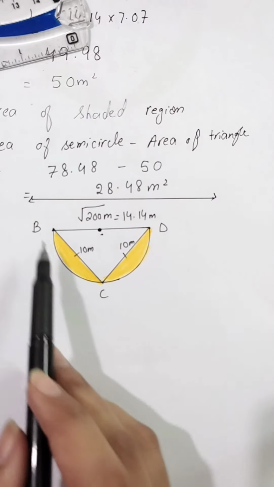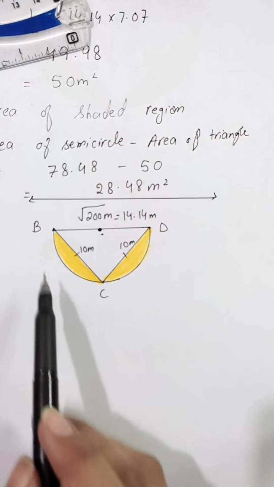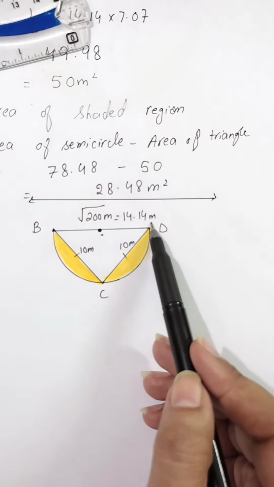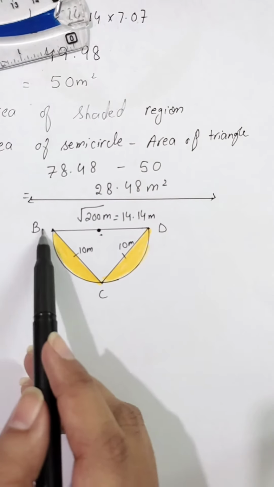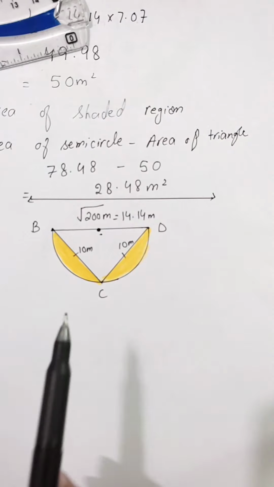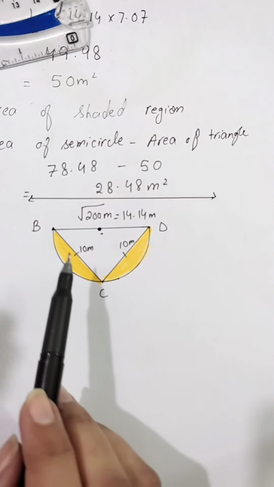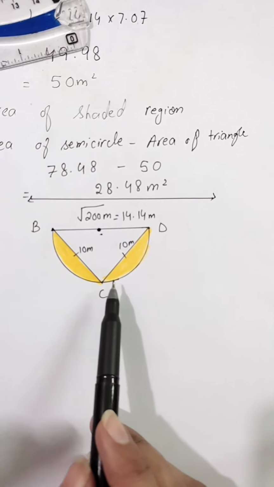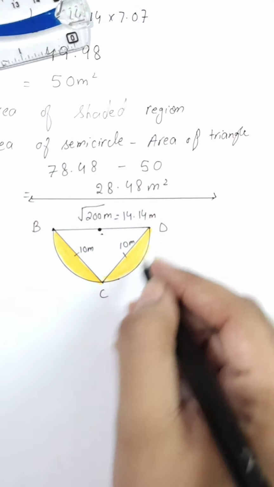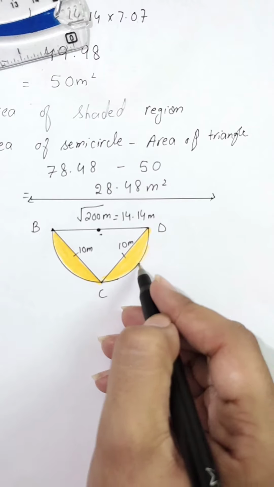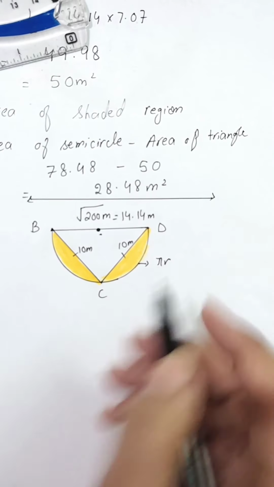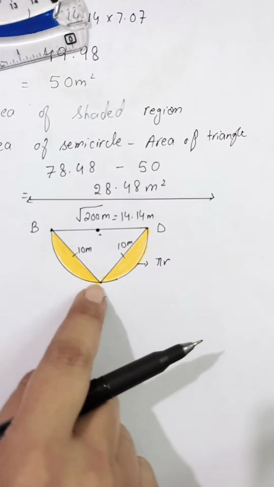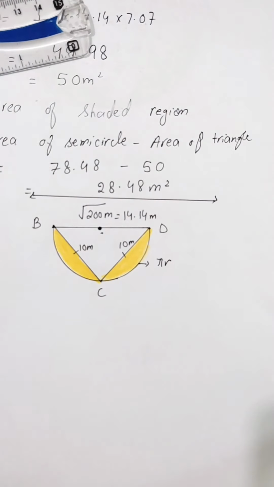The perimeter is the sum of the boundary line. The boundary line from B to C is 10 meters. C to D is 10 meters, but we don't know the length of BCD. Actually, if we observe, we can see BCD is the circumference of a semicircle. And how can we find the length of BCD? With the help of the formula pi r. So the sum of BCD plus D to C and C to B is the perimeter of this shape.